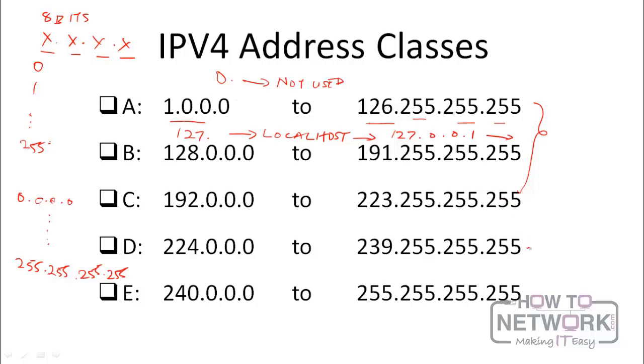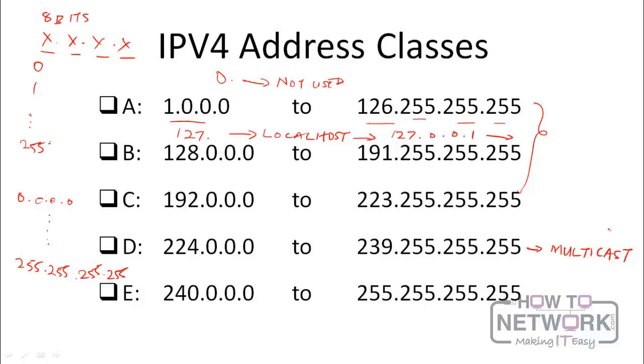Class D, which starts from 224.0.0.0 all the way to 239.255.255.255, is actually set aside for what's called multicast. If you remember, multicast is when you send one packet, but it has many destinations, meaning that when you send a packet going to any of these addresses, you're actually sending it to a group. There can be many receivers of that packet. It doesn't uniquely identify one system anymore. It identifies a group of systems.